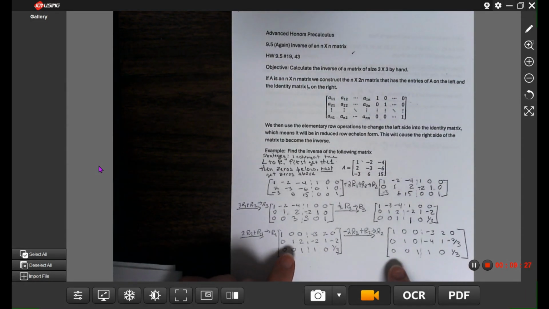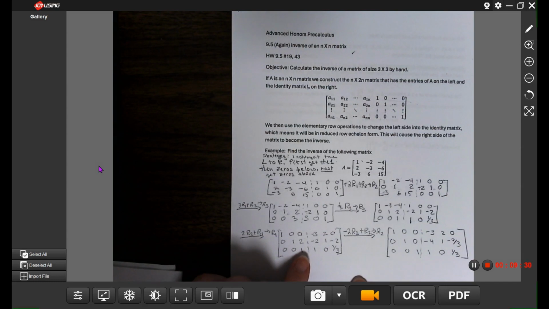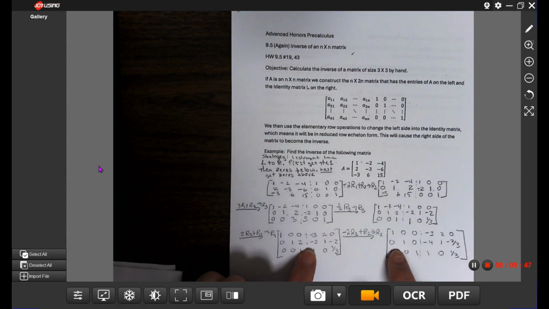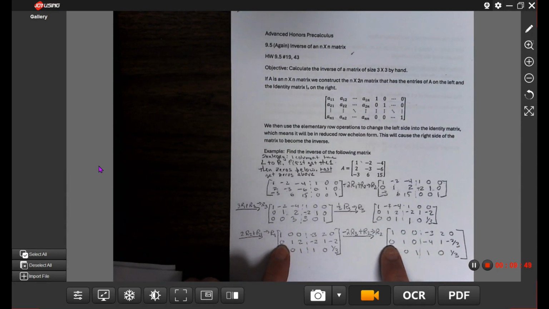So I'm going to take negative 2 times row 1 plus row 2, which is 2, gives me 0, and put it into row 2. There. And trust me that I did the work to get those. Let's just check that I didn't mess up these entries.